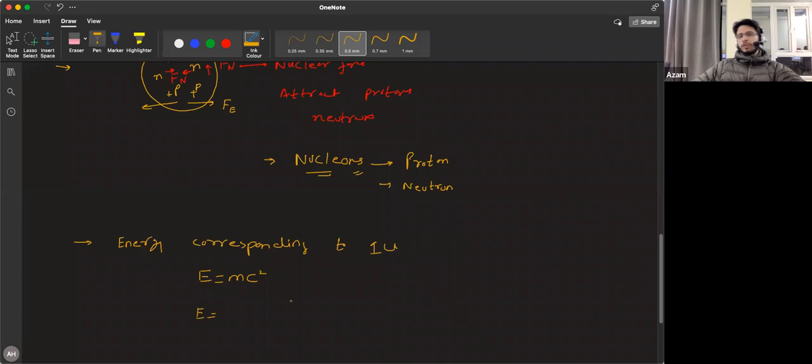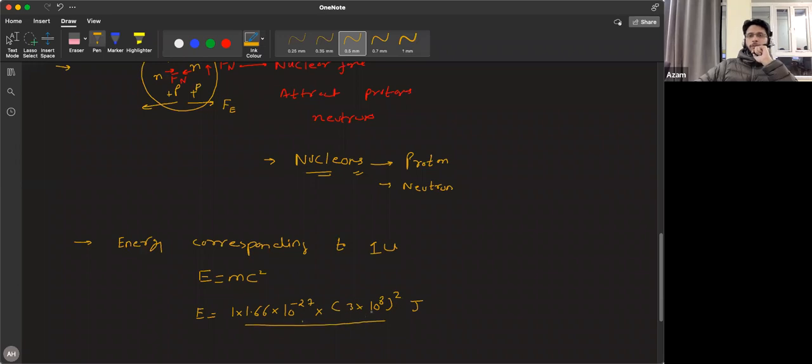So here your mass is one atomic mass unit. If you want to convert this one atomic mass unit, this is 1.66 into 10 raised to the power minus 27. C is speed of light, which is 3 into 10 raised to the power 8, square. What will be the unit of this calculation now? It won't be in mega electron volt. I'm putting mass in kg, I'm putting C in meter per second. The unit will be joule, right?